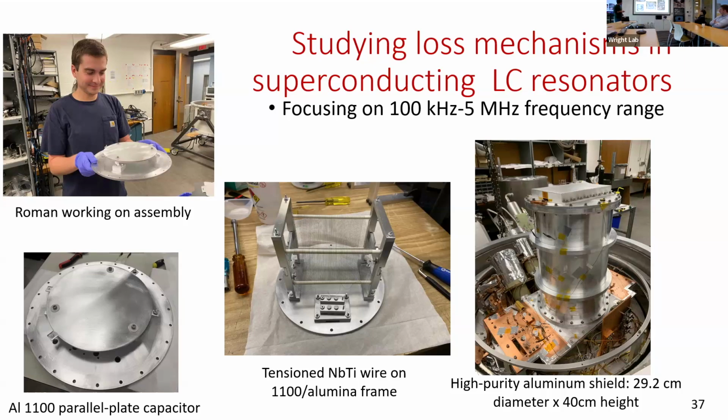This is an earlier version of the inductor, where we have this Formvar-coated niobium titanium wire wound on this aluminum 1100 frame, and that white material going across the frame is alumina. All of that gets put in this high purity aluminum shield that's about 40 centimeters tall and 29.2 centimeters in diameter. So the capacitor occupies this top third, the inductor occupies this middle third.